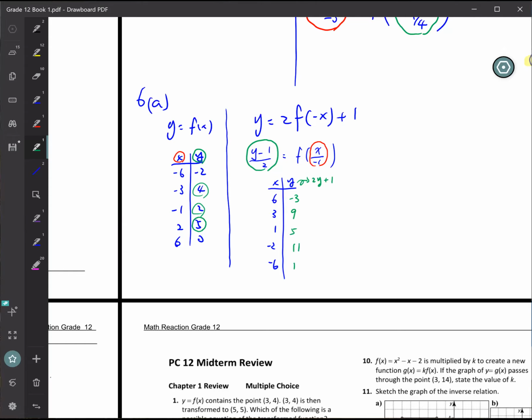Okay, so that's our new table, right? So you just apply that table and then draw the graph. All right.